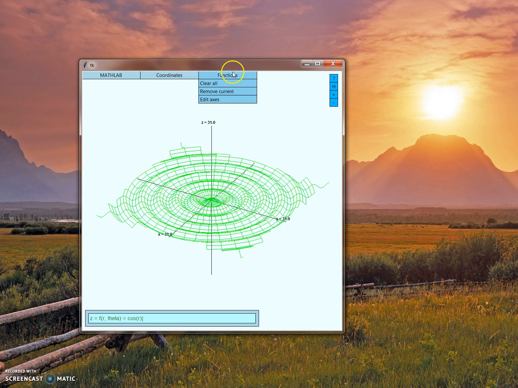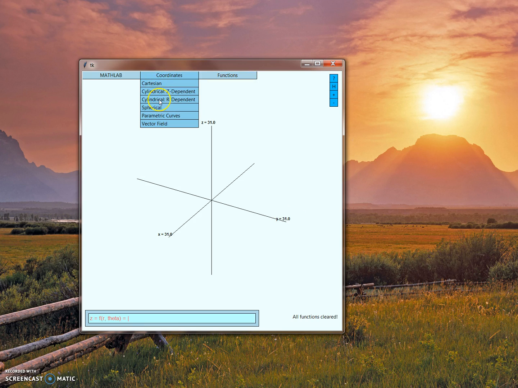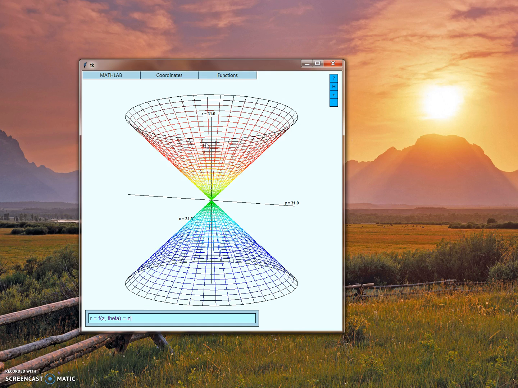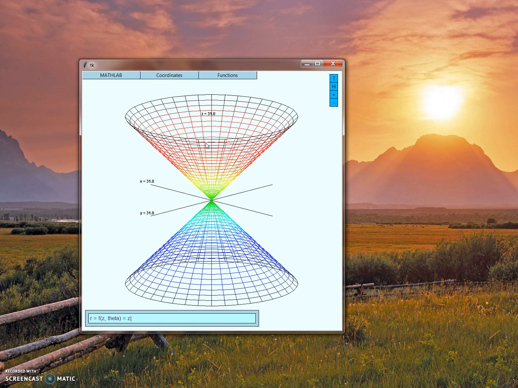Or we can go into different coordinate systems. Let's clear all again. Let's go into cylindrical coordinates. We can see, we can produce a graph here. For example, r is equal to z. We can produce a basic double cone here.